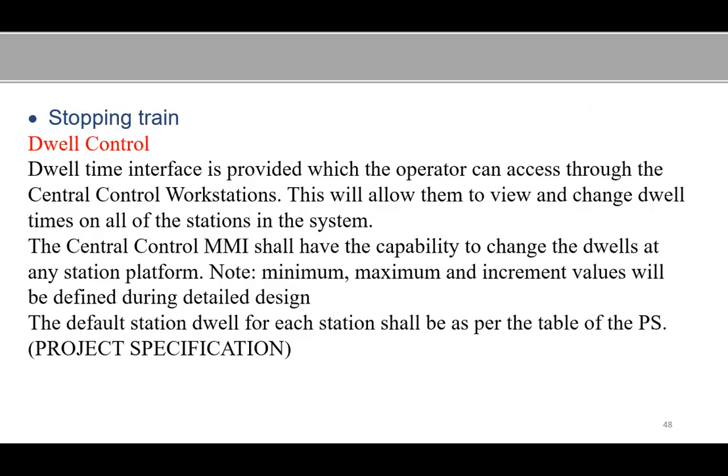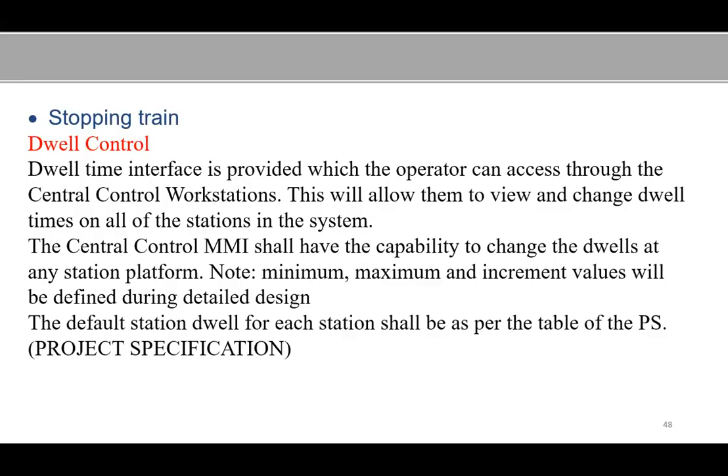Now the train is required to stop. I have initialized the train from the depot, or I have turned back the train and initialized it to go from the up line to the down line. Now wherever I want to stop, regulating the train is again decided by stopping train commands coming from the ATS to the region. And there is a thing called dwell control.